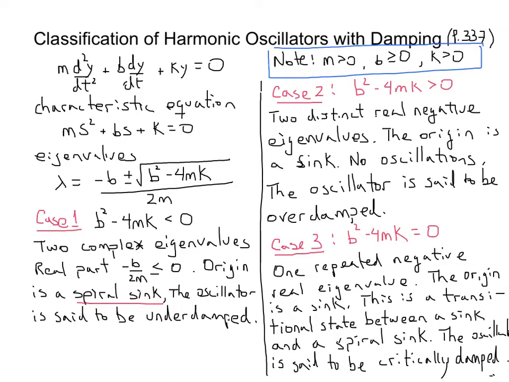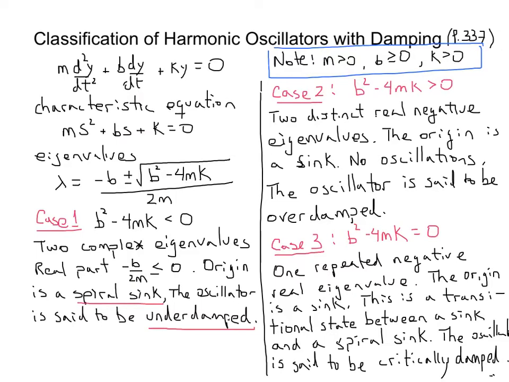And the oscillator in this case is said to be underdamped because that spiraling indicates many repetitions of the mass moving past the equilibrium point as it goes down, and then past the equilibrium point as it goes up. So it's said to be underdamped.